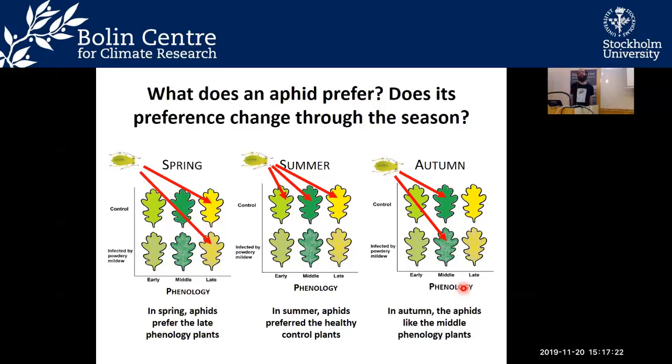We're trying to interpret it, but I think it's very interesting that you may have different selection pressures, and the advantage of trees to emerge early or late during the spring might change when the insects change their number of generations.